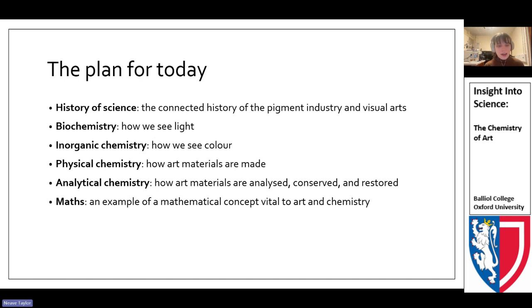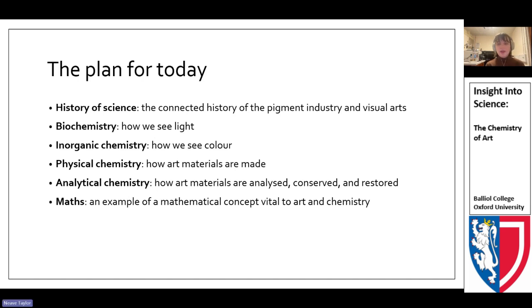So the first area we'll be covering today is the history of science, and I'm going to give you a couple of examples that demonstrate just how connected the pigment industry and visual arts are. Then we'll actually talk about what happens in the eye that allows us to see light and art objects in the first place. Next, I'll talk about one of the mechanisms by which color, and particularly really intense colors, can arise. After that, I'll talk you through the physical chemistry of how some art materials are made and the different considerations that have to go into that.